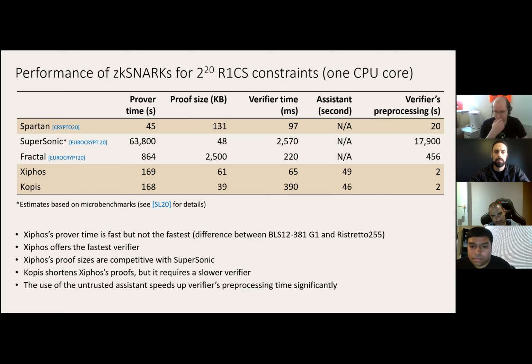So if I understand correctly, both Xiphos and Kopis require pairings, and if you want to do recursion in the straightforward way, that means an MNT4, MNT6 cycle. Is there any way to do it using just a half pairing cycle?